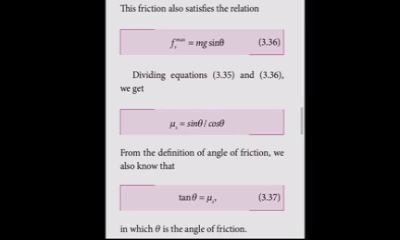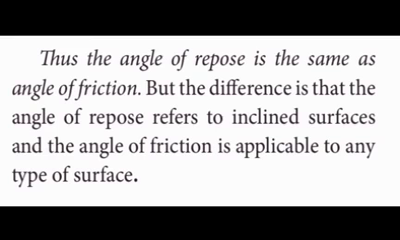The f of s maximum divided by N is equal to mu of s, and replacing the value here, tan theta is equal to mu of s. This final equation shows that theta represents the angle of friction, at which the object will slide down the inclined plane. Now the conclusion of this final equation: the angle of repose will be equal to the angle of friction. See the final equation, both are equal, therefore the angle of repose is equal to the angle of friction.